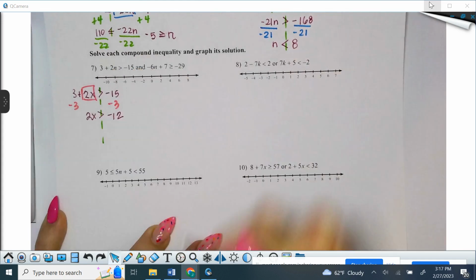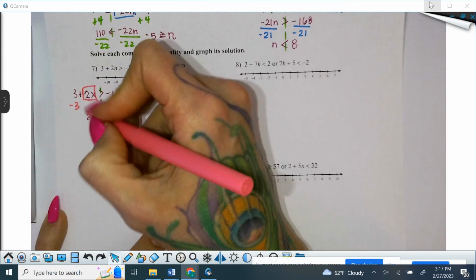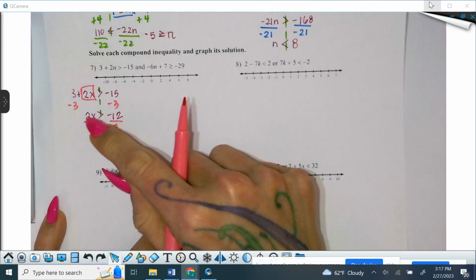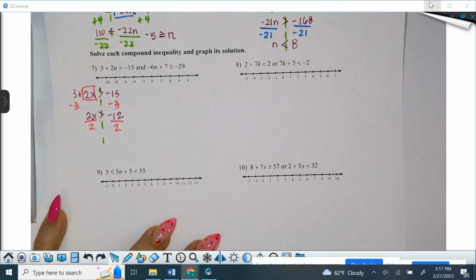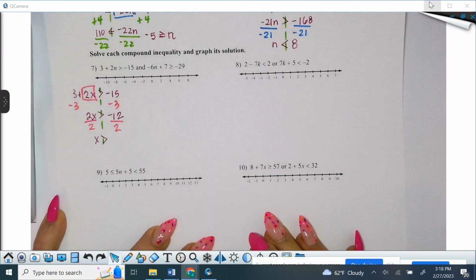2x is greater than negative 12. So we're going to divide both sides by 2 because that's the inverse of that multiplication. And 2x is 2 times x. That's a positive 2, so we're going to leave our sign exactly the way it is. And then it's going to be negative 12 divided by 2.